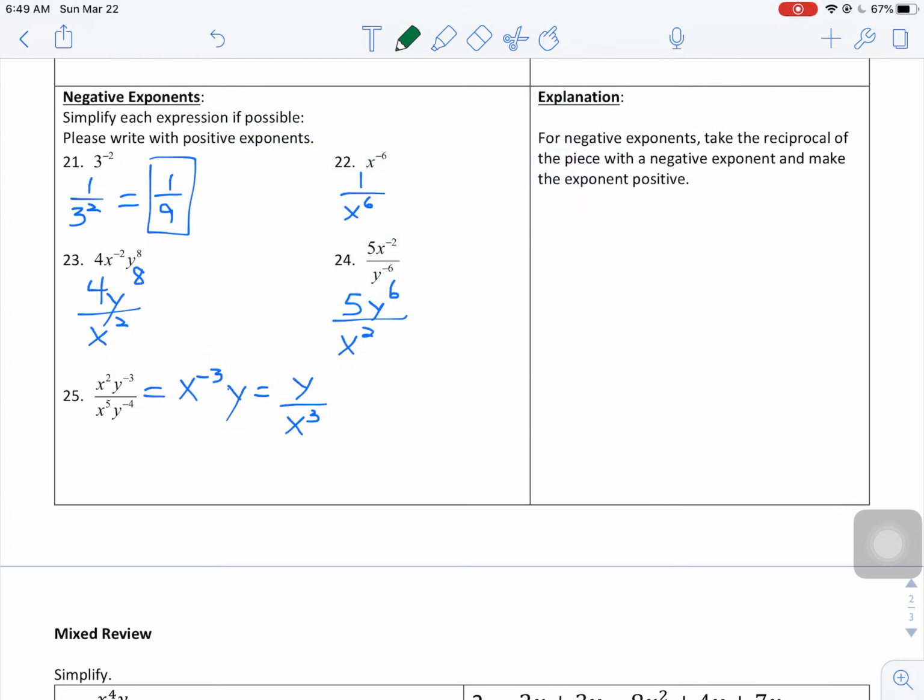The other option with this problem is to flip the negatives first. So the y's, I'd want to flip those. So x squared and x to the 5th I'd leave alone because those don't have negative exponents. And then I'd bring the y to the negative 4 up to the top and make it positive. And then I'd bring the y to the negative 3 down to the bottom and make that positive. Then I would do my quotient rule. So with the x's, 2 minus 5 is negative 3. With the y's, 4 minus 3 is positive 1. And then I still have to flip that x to the negative 3rd down to the bottom like that. So either way you do it, you get the same answer.